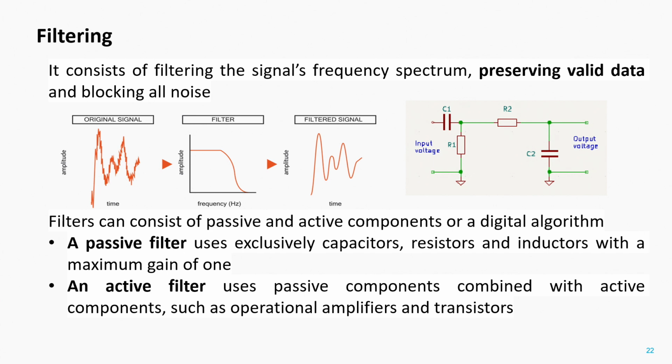and gives a maximum gain of 1, or an active filter that also uses passive components but normally includes an operational amplifier in order to give an amplification at the same time as filtering.